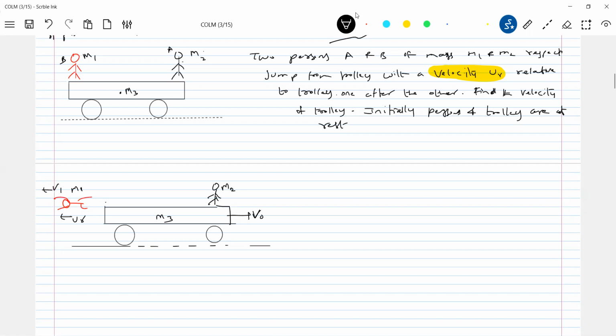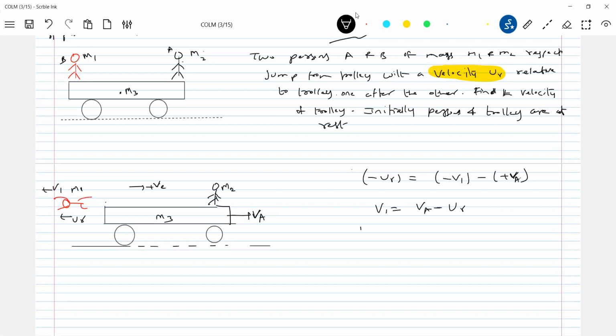Again, the same method. Net force acting on the system is 0, so initial momentum equals final momentum. Before that, we'll make an analysis. Anything directed towards right, let it be positive. So minus UR is equal to minus V1 plus V0. I'll put VA there. I'll locate the sign according to the convention. So we wanted V1 equal to VA minus UR.